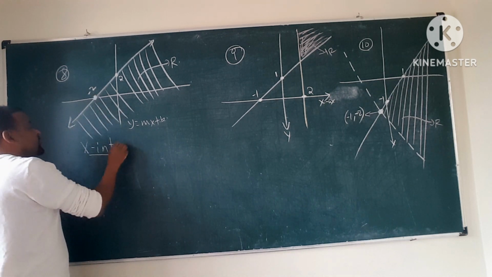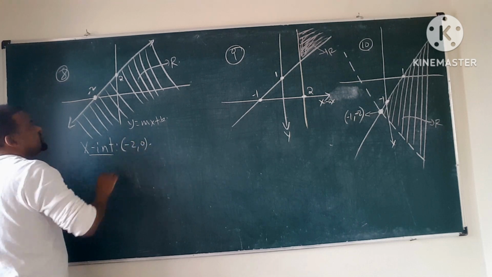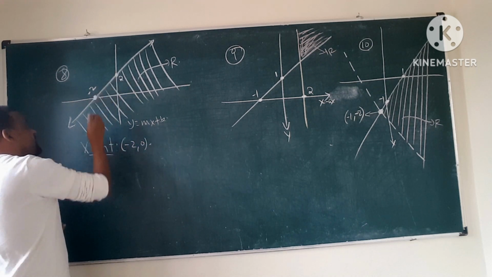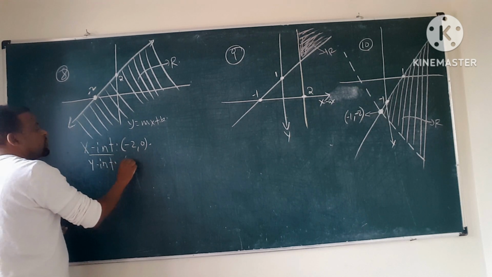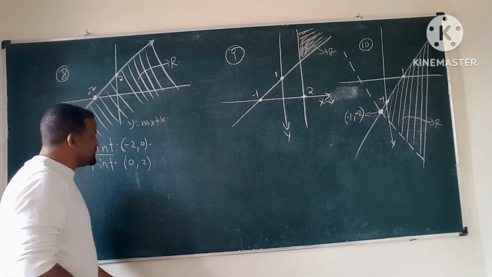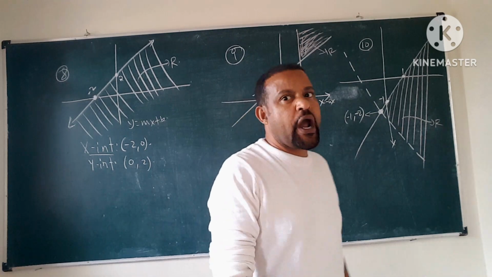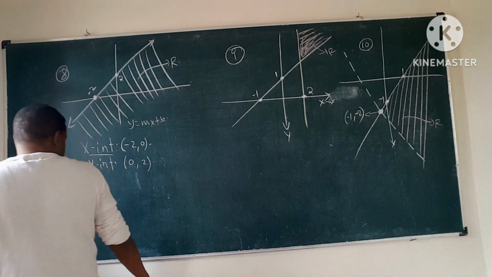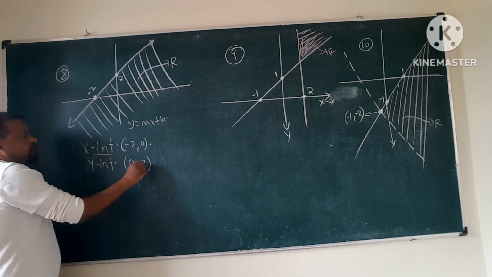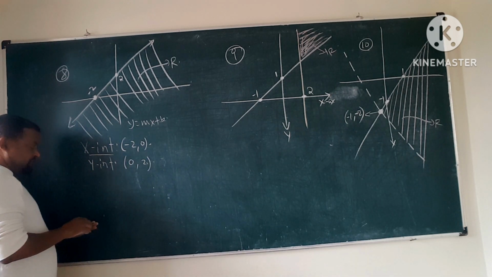Our x-intercept is (-2, 0). Okay, what about the y-intercept? The y-intercept is (0, 2): the value of x is 0 and the value of y is 2.